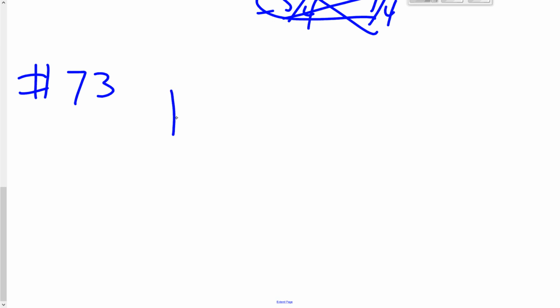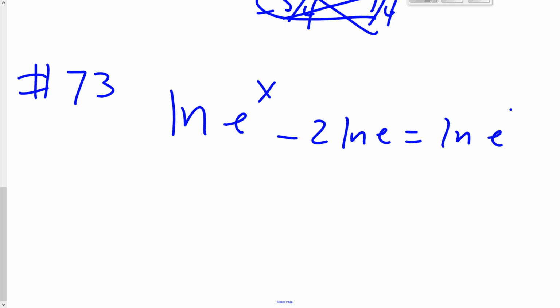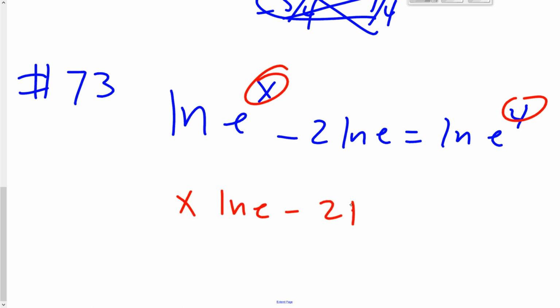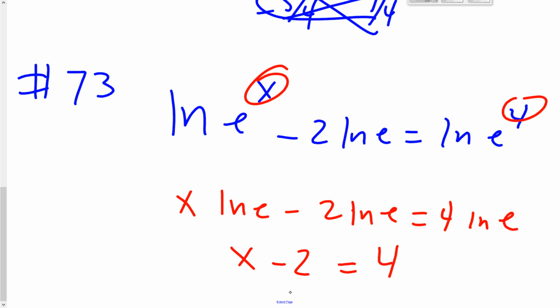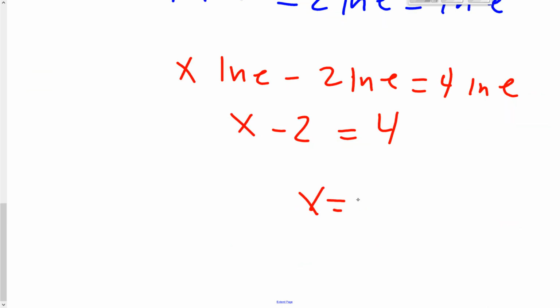So number 73, dealing with ln of e raised to the x minus 2 ln of e equals ln of e to the 4th. We can use our properties of logarithms to rewrite these exponents. All right, so this is x ln of e minus 2 ln of e equals 4 ln of e, and ln of e is equal to 1, so this x minus 2 equals 4. We can add 2 to both sides, we get x equals 6.